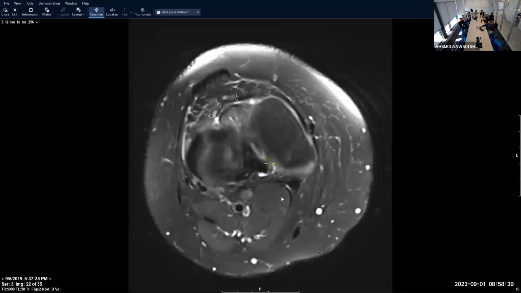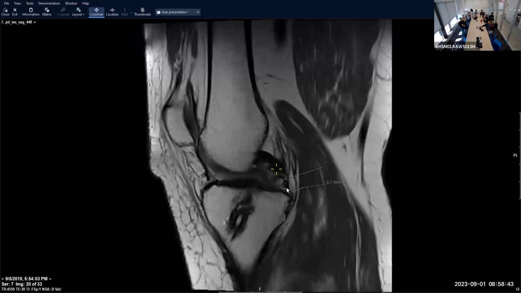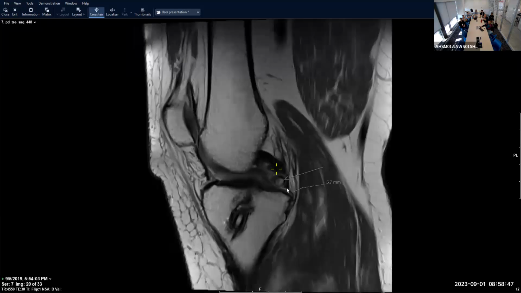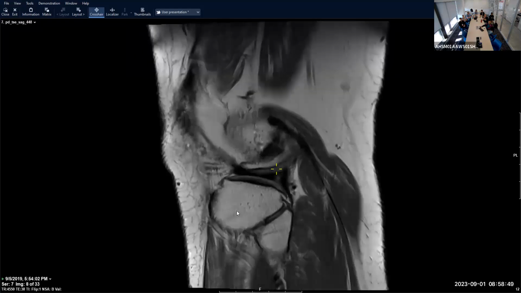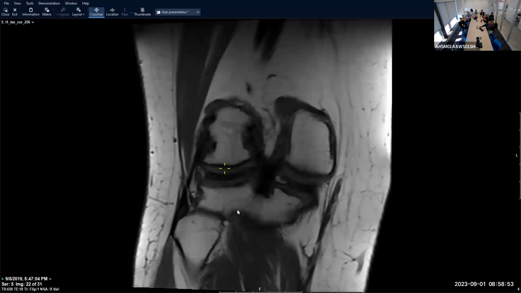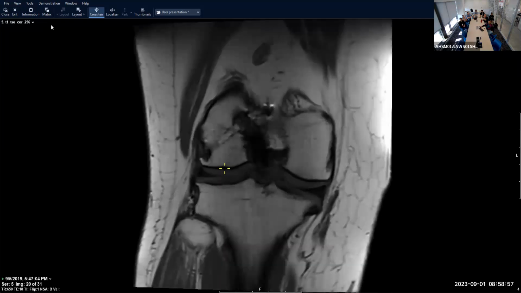This person also has a meniscal ossicle, I think, if I recall. If we look at this thing, it's dark here, and it's right there. So posterior root medial meniscus, meniscal ossicle, which sometimes you can catch on the x-rays. Anything else here?